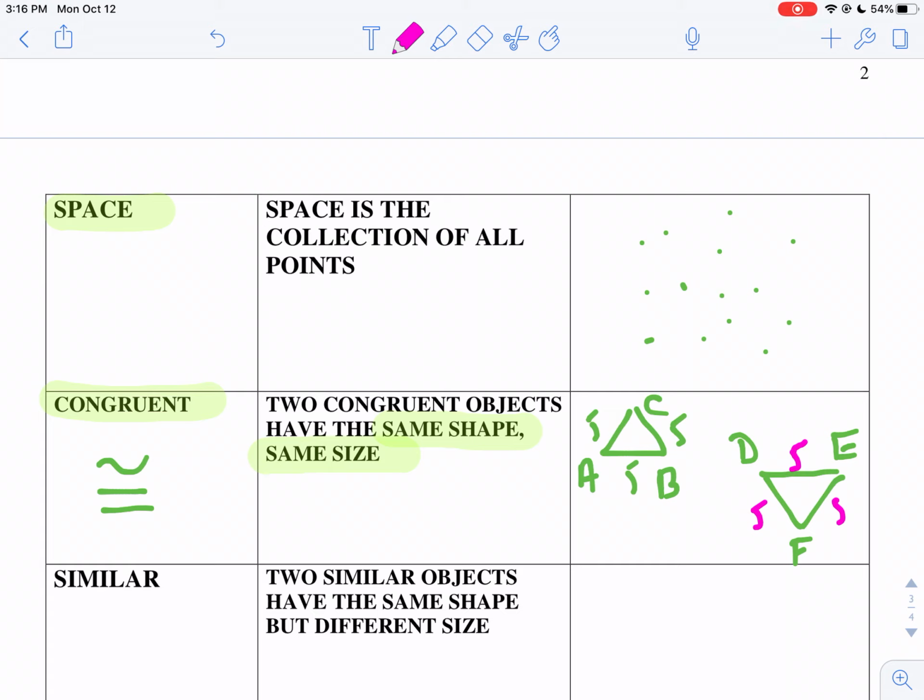Okay, we have to write down what we call the congruence statement, okay, which is triangle ABC, and then the other triangle is triangle DEF. These 2 triangles are congruent because they have the same shape and the same size, and this is how you denote it. Okay, so triangle ABC is congruent to triangle DEF.